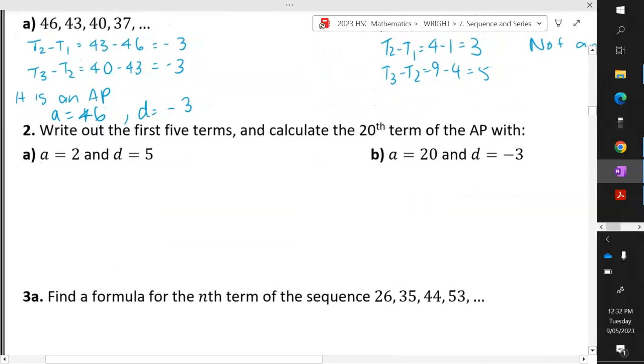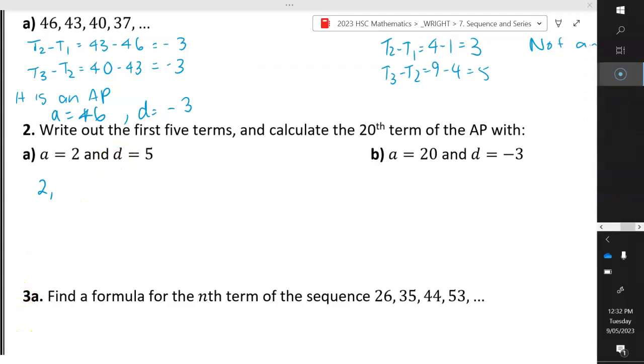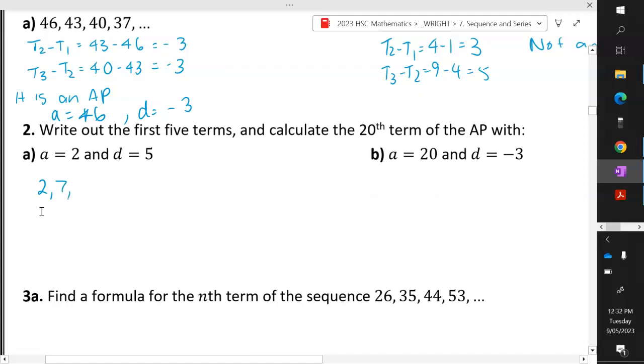Let's write out the first 5 terms and then calculate the 20th term of the AP with A is 2, so remember A is our first term, and our difference between the terms is 5. So we're increasing by 5 to get our next term, and we're increasing by 5 along and along and along until we calculate our first 5 terms. Okay, so there are my first 5 terms calculated there. Now, it wants to calculate the 20th term.